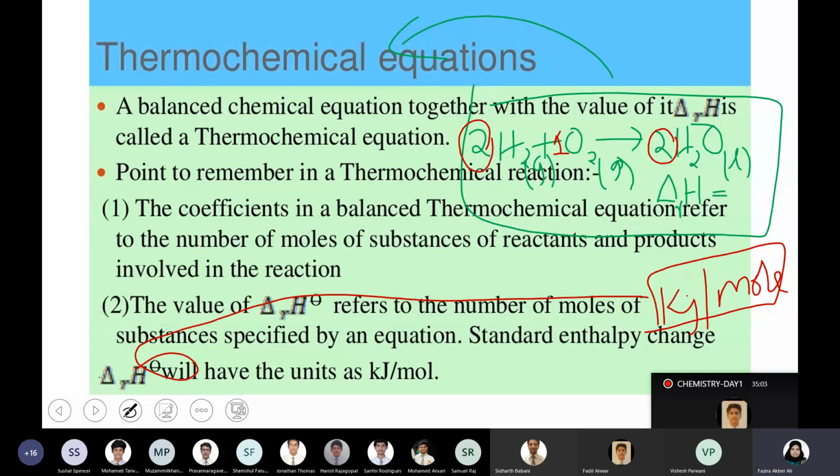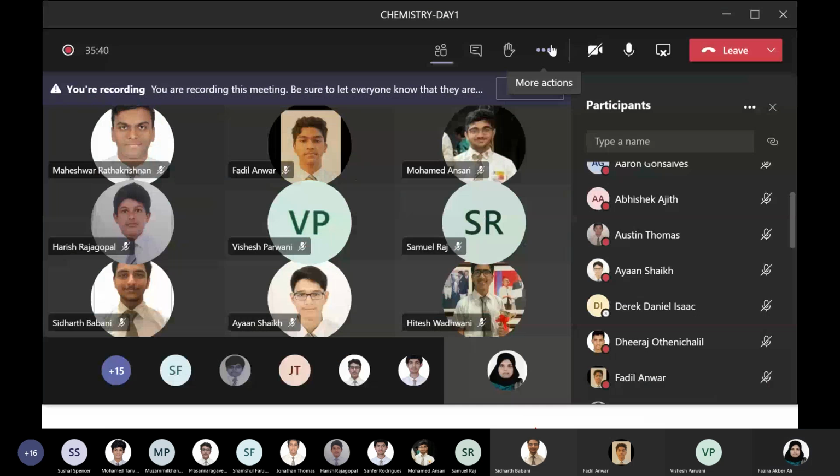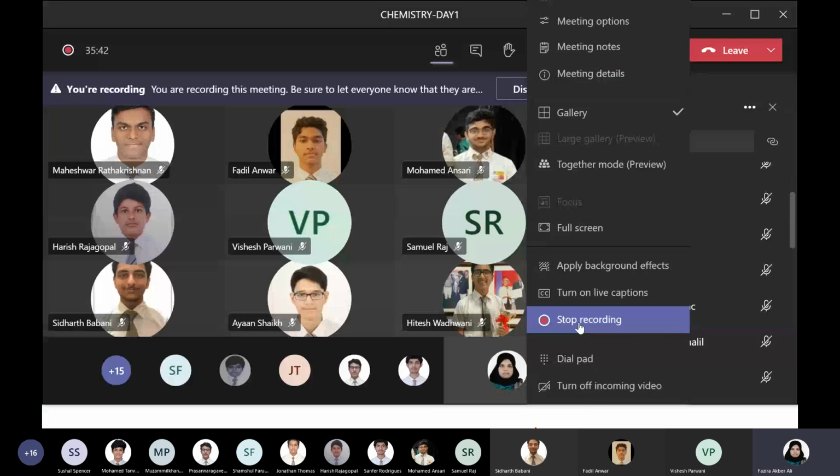So a thermochemical equation is a balanced chemical equation along with the enthalpy values; together they are known as a thermochemical equation. As in the normal balanced equation, the coefficients refer to the number of moles, and the enthalpy of reaction under standard conditions will have the unit of kilojoule per mole. Okay, so please go through the points we discussed.